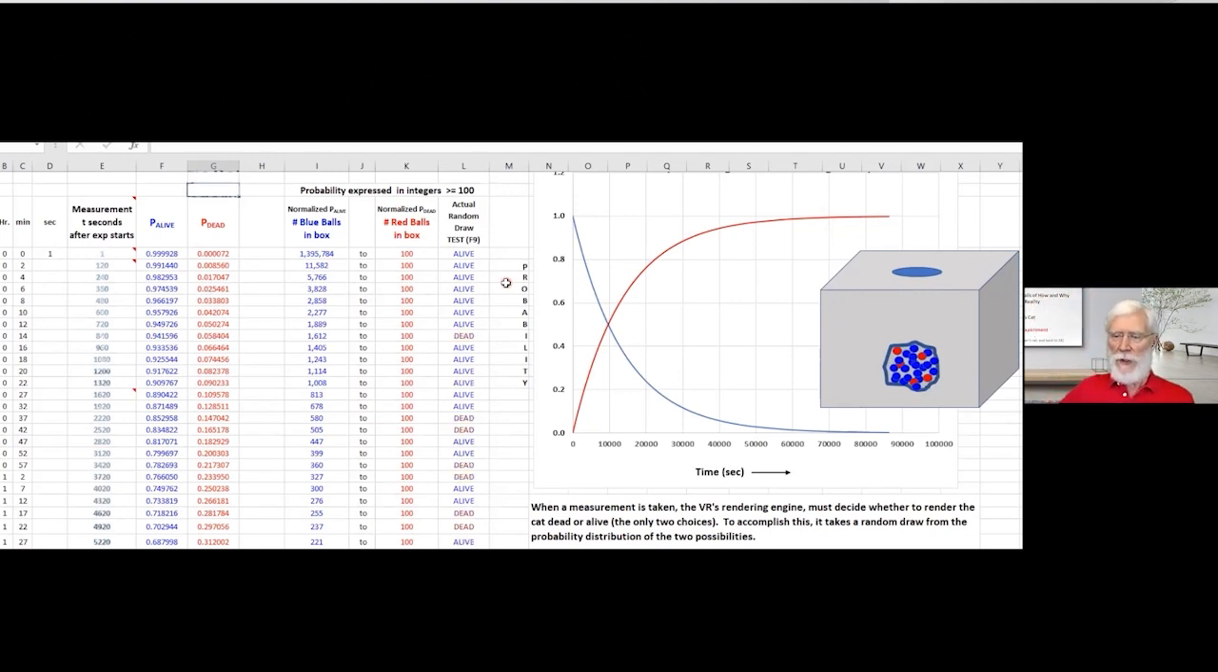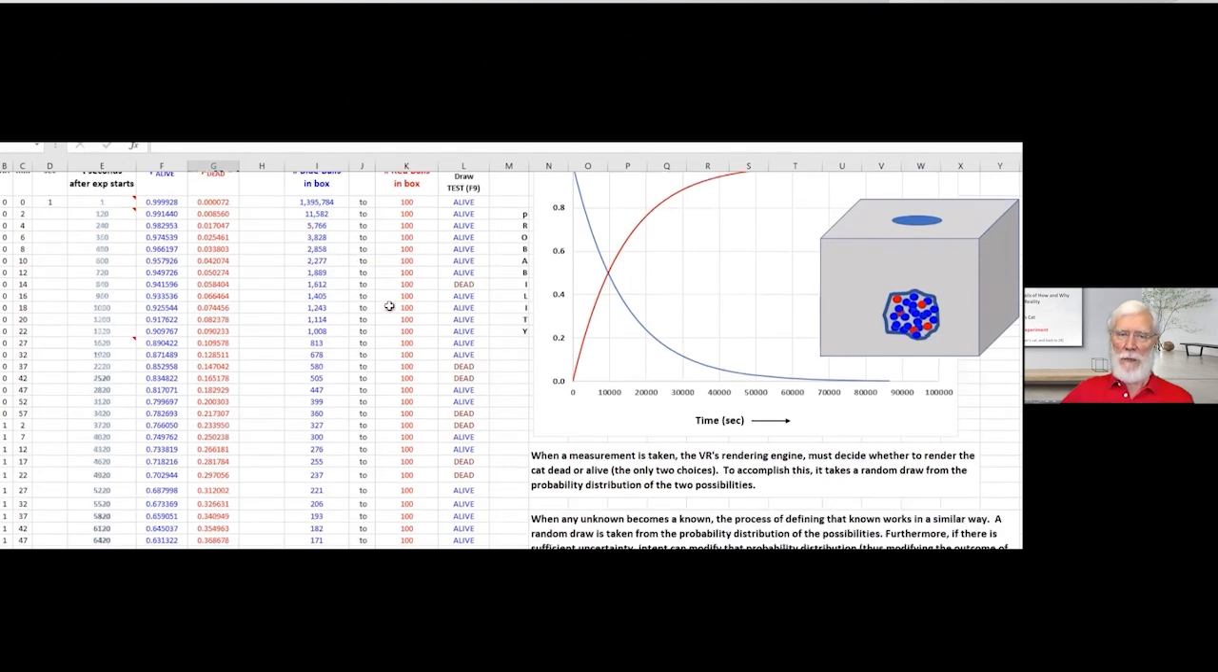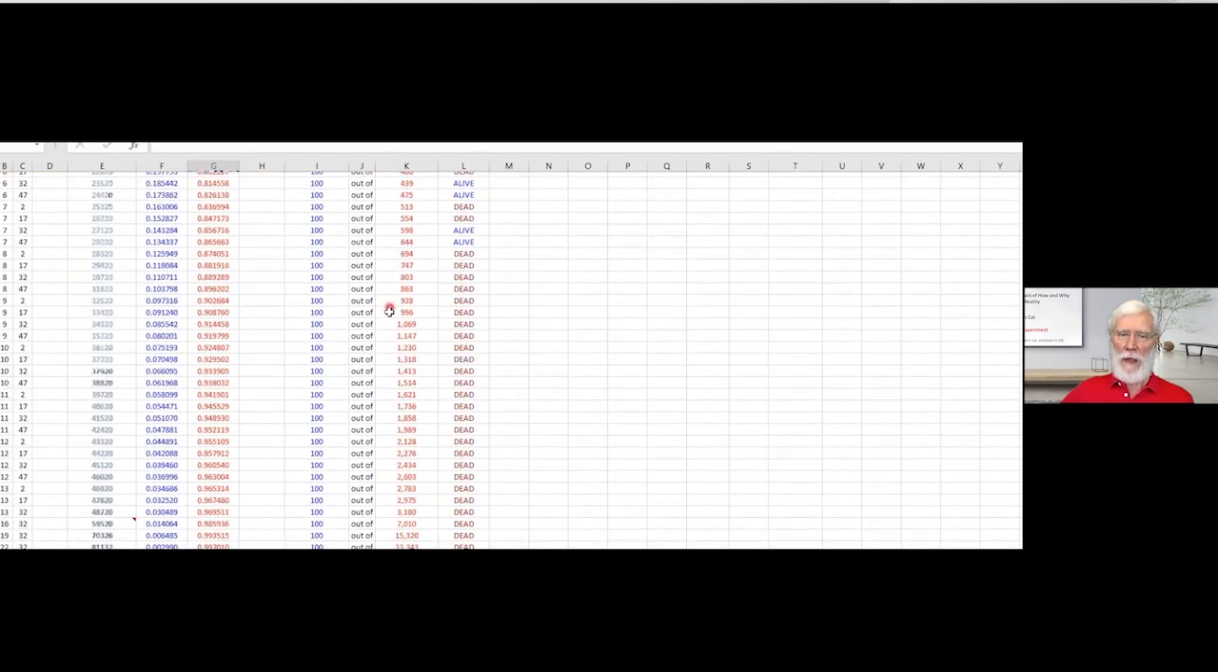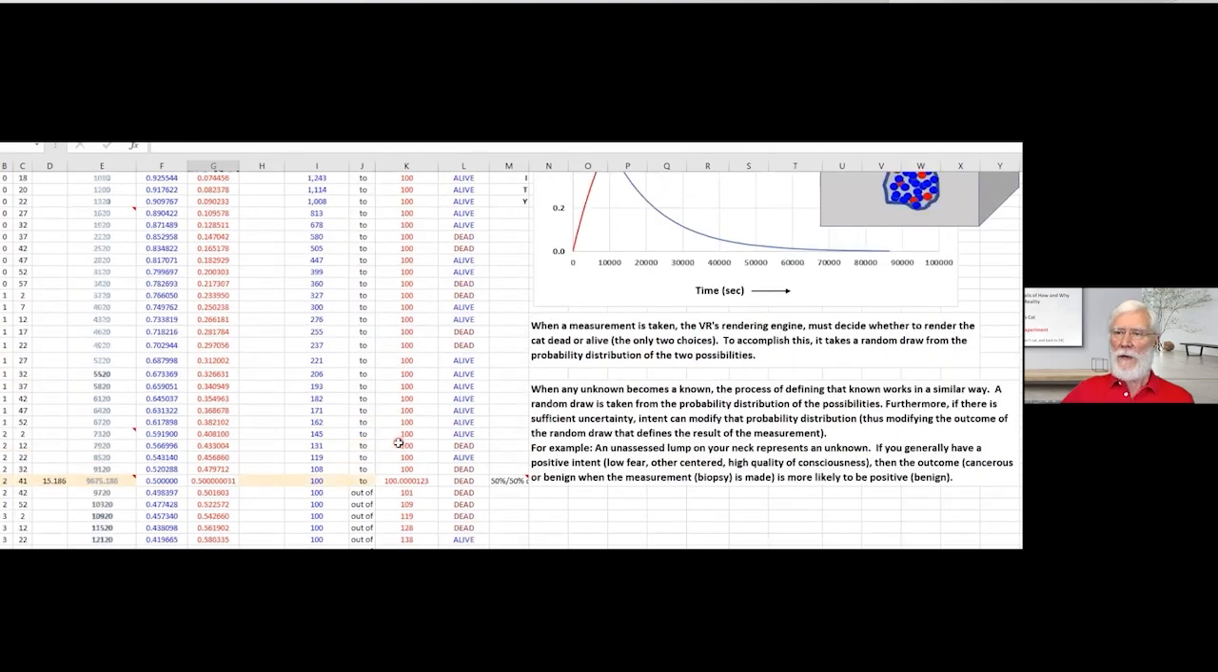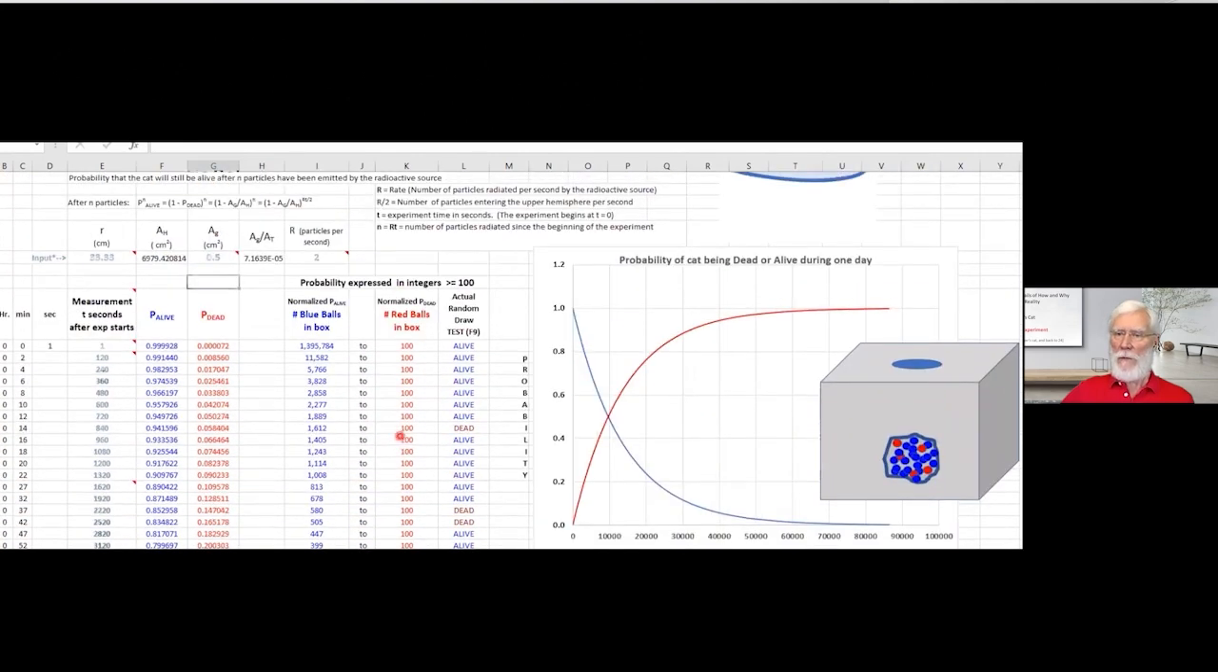So as you see, any random draw is liable to come up with a red ball or a blue ball. It's random. But the probabilities up in this area are much more likely to come out with blue balls. The probabilities down here are much more likely to come out with red balls. So anyway, that's how this works. So that is Schrödinger's cat. I just want you to have that in your mind.